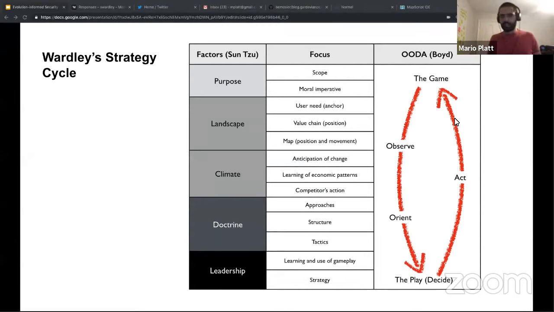So the strategy cycle, this is what it looks like. You've got Sun Tzu's 5 factors, and you've got an OODA loop that goes around it. So here you need to, again, understand landscape, you need to understand your climate, you need to apply doctrine, and then you need to make decisions as the leader to drive your organization to improve their security posture.